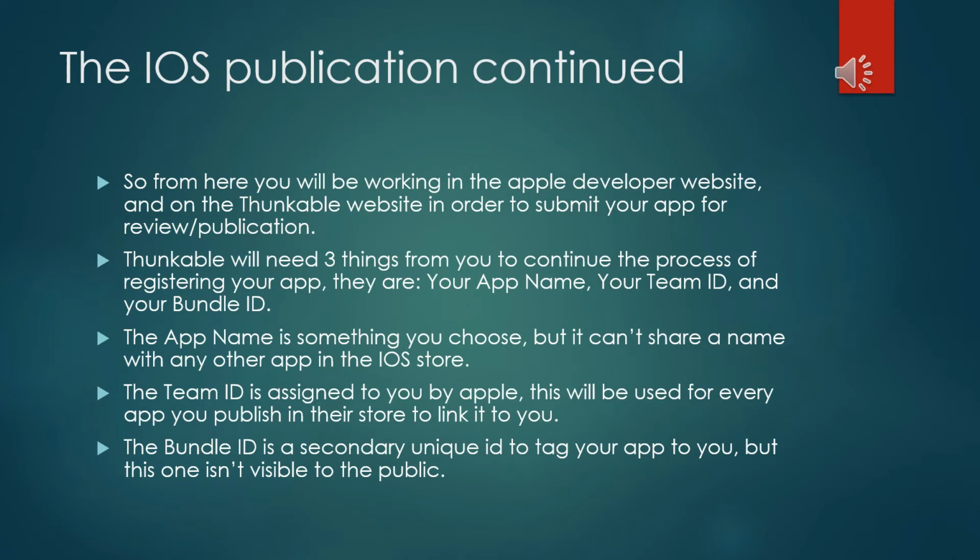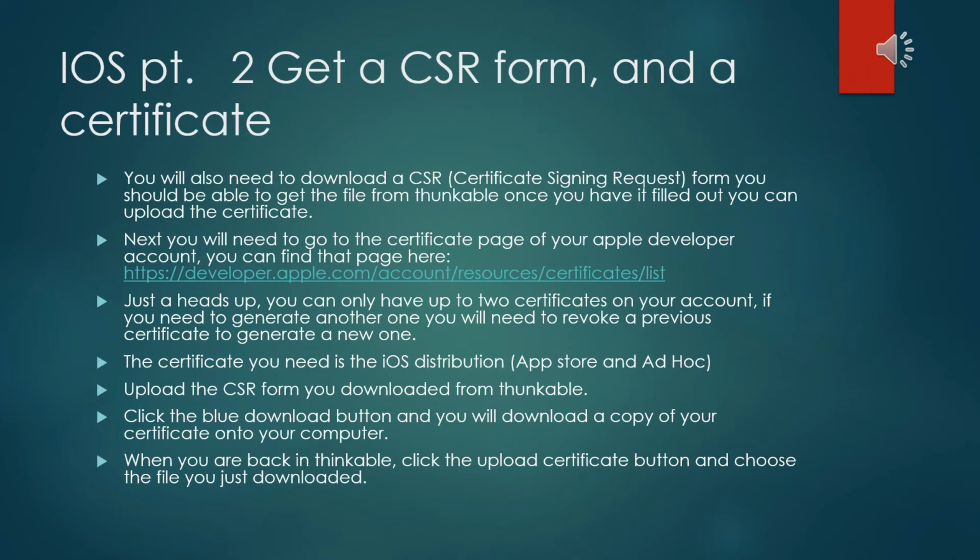The app name is something you choose, but it can't share a name with any other apps in the iOS store. The team ID is assigned to you by Apple. This will be used for every app you publish in their store to link it to you. And the bundle ID is a secondary unique ID to tag your app to you, but this one isn't visible to the public. You will also need to download a CSR form. You should be able to get the file from Thunkable once you have it filled out.